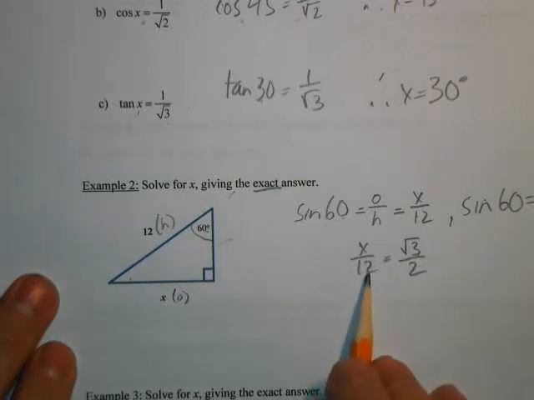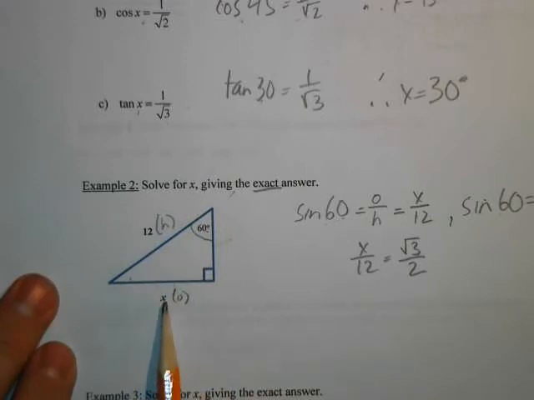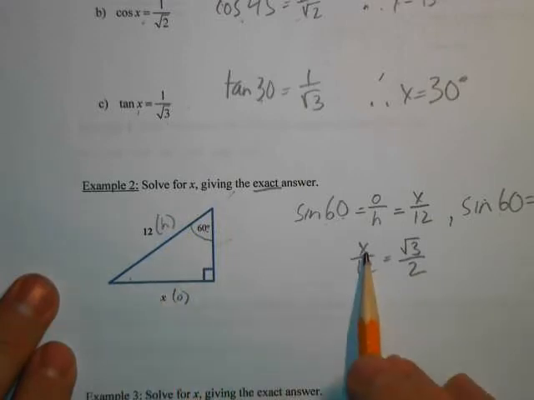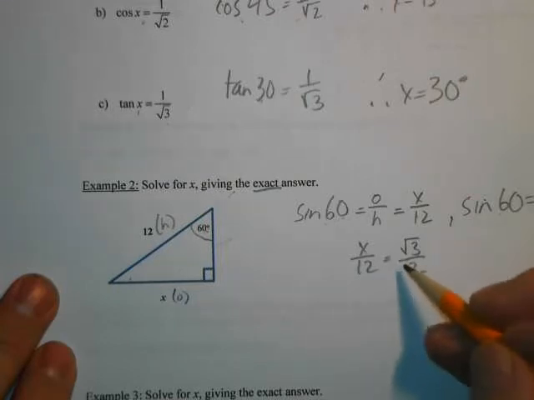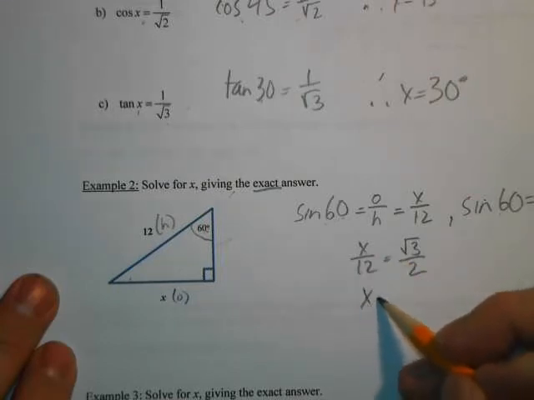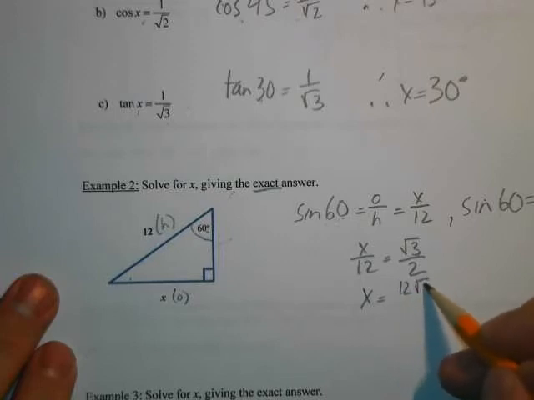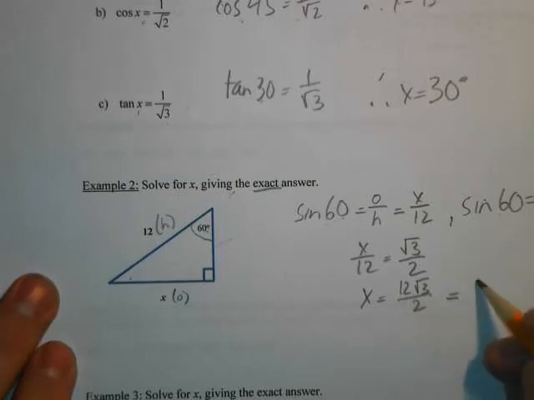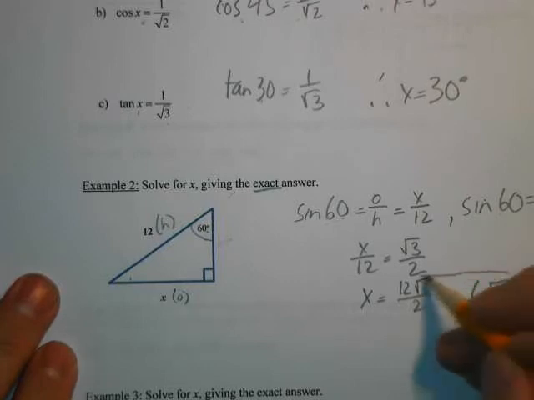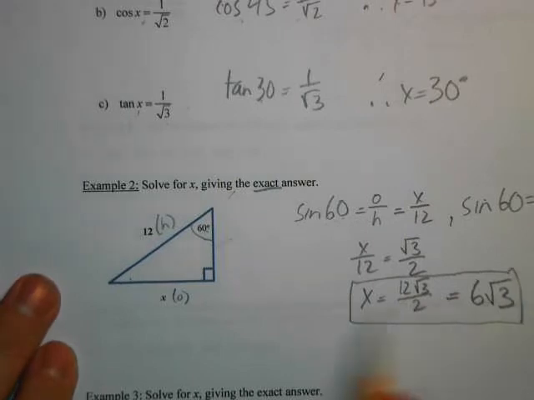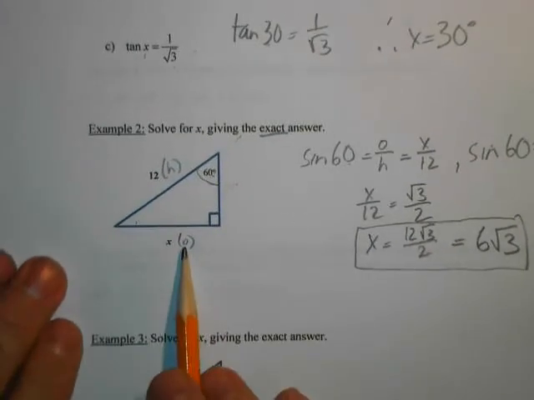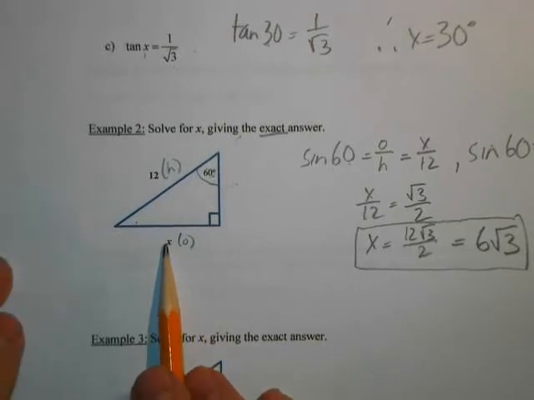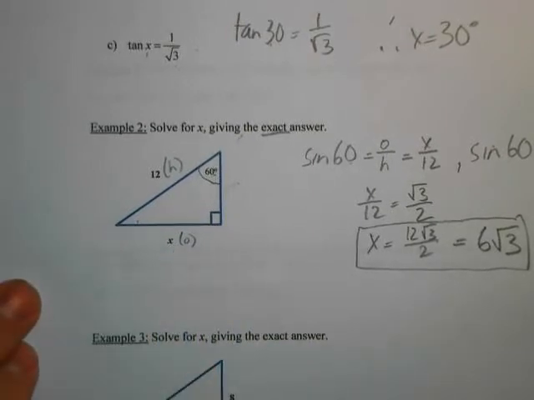So what I can do is solve for x, because that's our goal, to find that side length. I can multiply both sides by 12, which gets rid of that 12. It's going to be 12 root 3 over 2, and I can divide out a 2 on both sides, so x is equal to 6 over 1, which is 6 root 3. So that is our exact value of that side length. Previously we would have gotten a long decimal value that we'd have to round at some point. This is exactly the right answer.